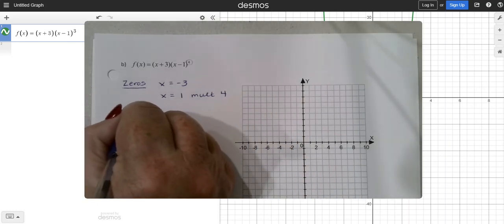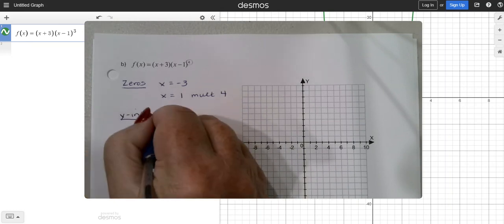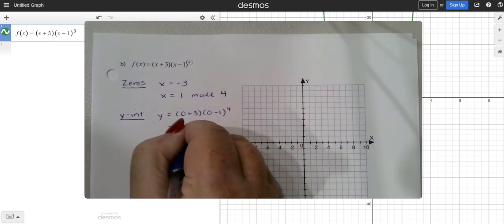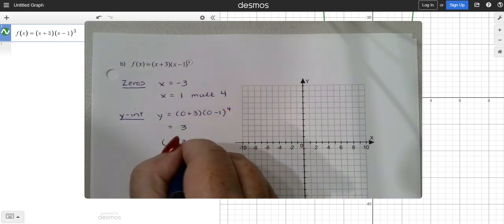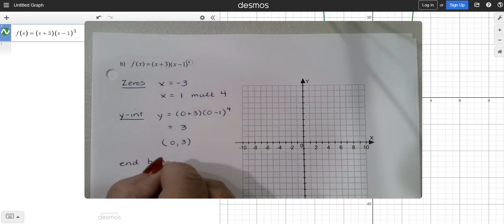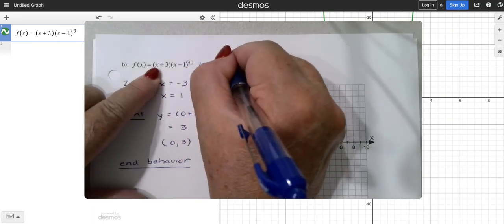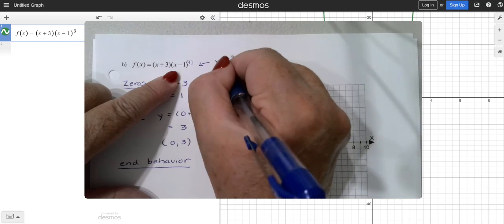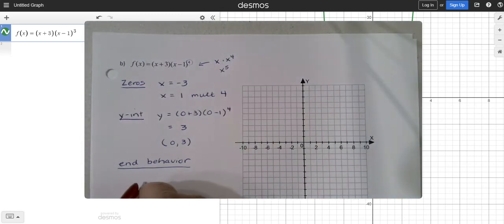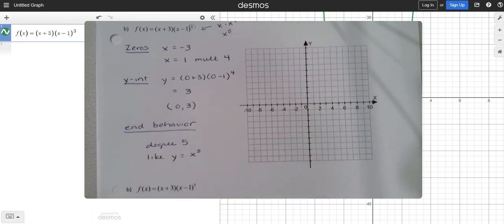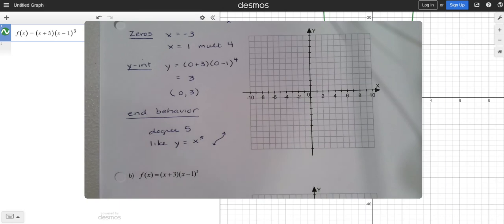The y-intercept is going to be 0 plus 3 times 0 minus 1 to the 4th. It's going to give me a positive 3. And the end behavior, I'm thinking this is like an x to the 1st times an x to the 4th. So I'd have a degree 5, meaning my end behavior should be like y equals x to the 5th. And any odd powered function is that wavy shape. So down to the left, up to the right.